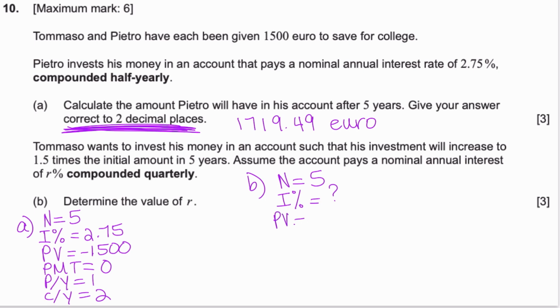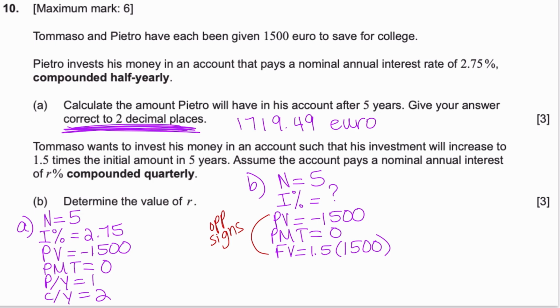Your present value is 1,500. Remember, you're still out that money. PMT is 0. Future value is going to be 1.5 times what I started with, 1,500. I can put this into my calculator, the 1.5 times 1,500, it'll multiply it for me. Another thing to keep in mind with the way the app works is the present value and future value have to be opposite signs. So because I made present value negative, future value has to be positive. P per Y is still 1 because this is not a payments question. And now C per Y has changed because it is now compounded quarterly.